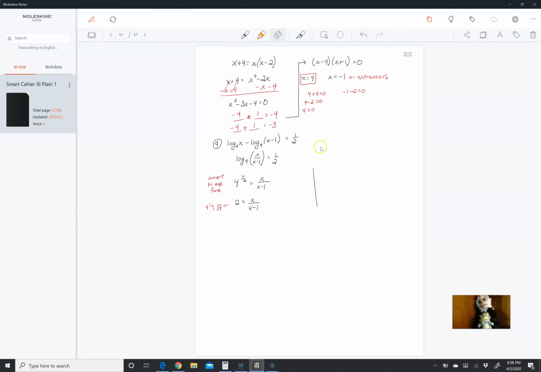That wound up really crooked. It doesn't look as crooked on my paper. That's a little bit better.